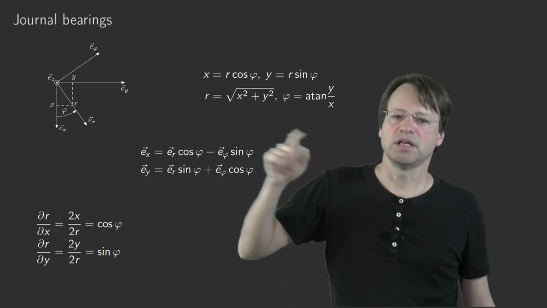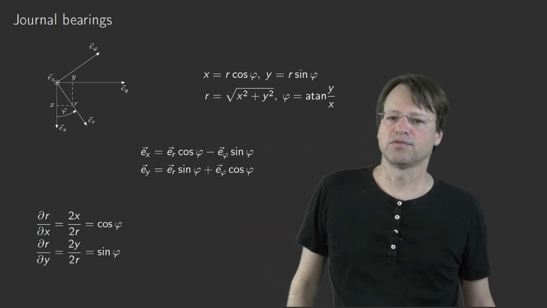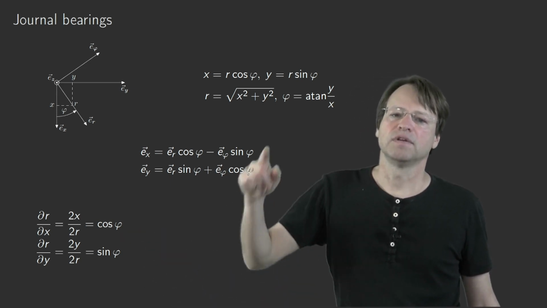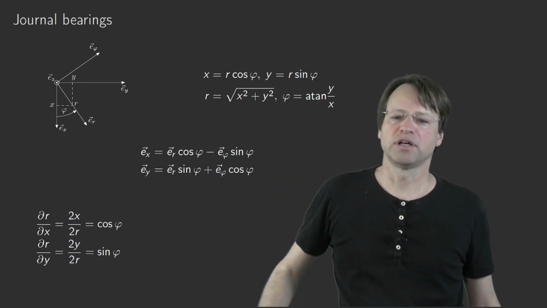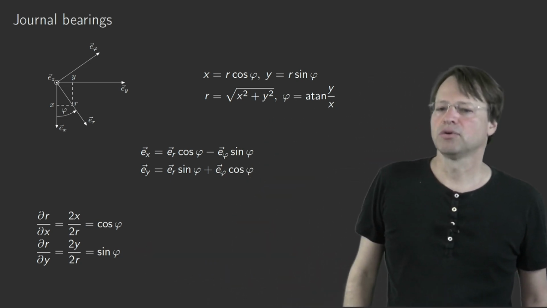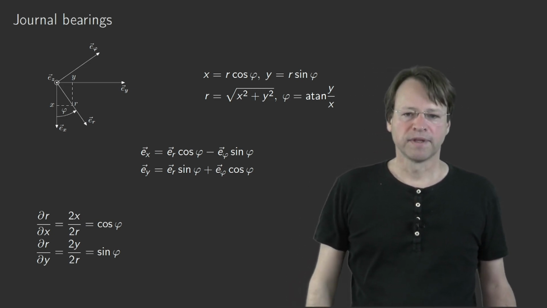We also need dr by dy. The reasoning is the same. So from taking the derivative of the square root expression, we get 2y divided by 2r. We replace y by r sine phi, and we end up with sine phi as being the partial derivative of r with respect to y.